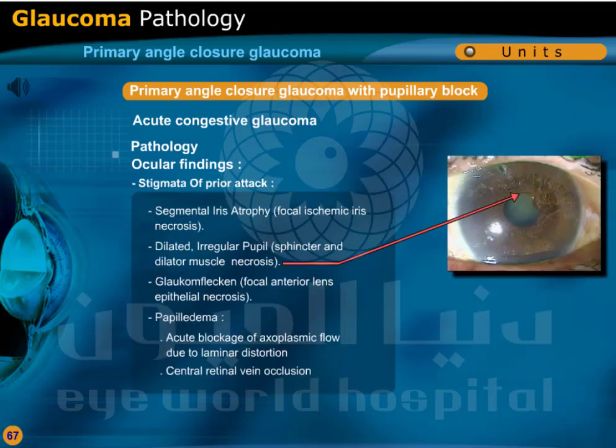Segmental iris atrophy: focal ischemic iris necrosis. Dilated irregular pupil: sphincter and dilator muscle necrosis. Glaukomflecken: focal anterior lens epithelial necrosis. Papilledema: acute blockage of axoplasmic flow due to laminar distortion. Central retinal vein occlusion.